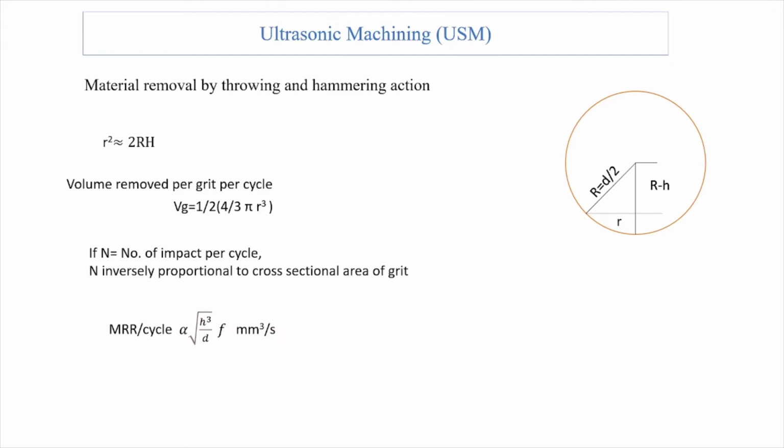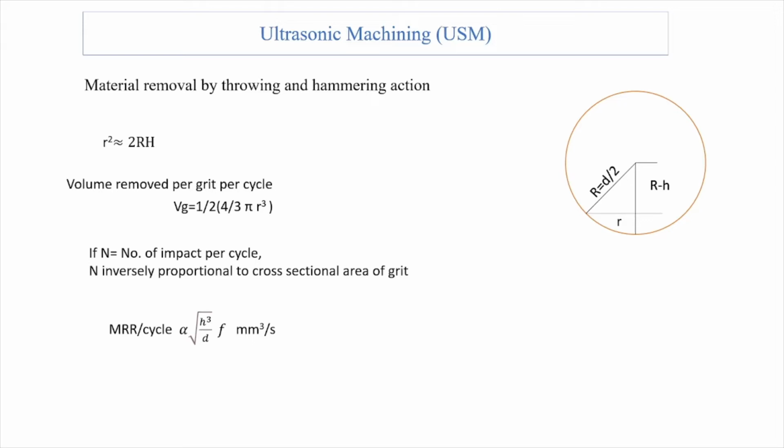See, actually material removal mainly occurs by throwing and hammering action. Other modes of material removal are also present here, like due to cavitation and due to chemical action, but those are actually neglected while considering the mathematical formulas and the calculations of MRR. So mainly we will be considering throwing and hammering action.